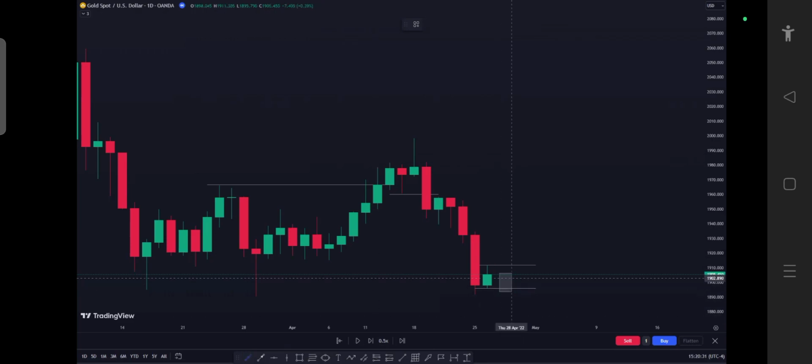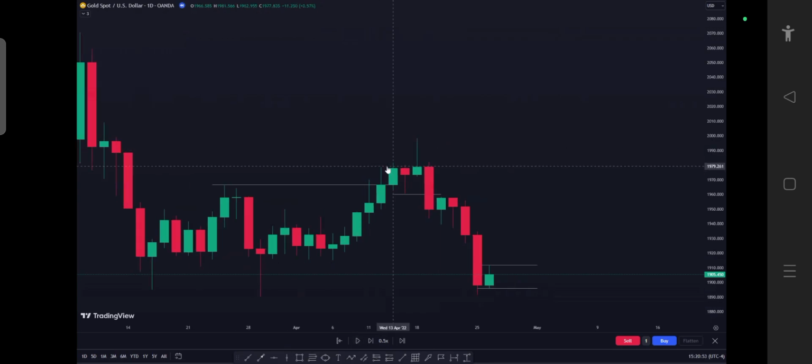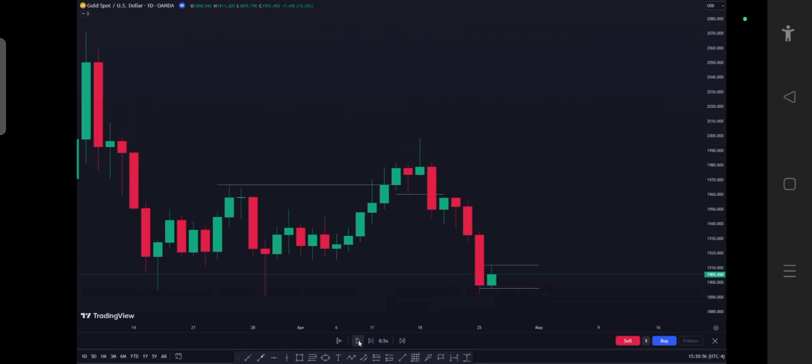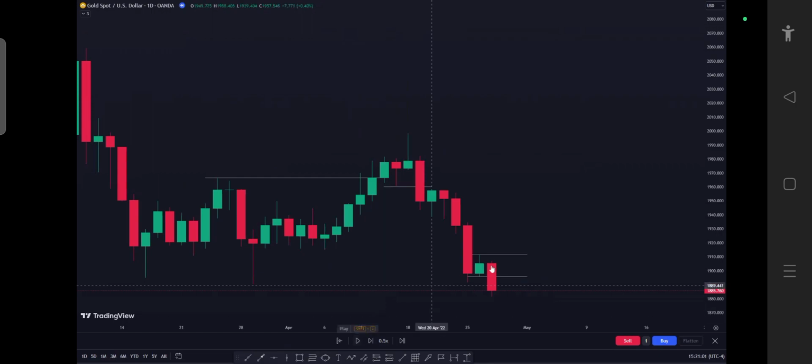a Judas swing for the upside, and then closes like this. So now let's see if price does that or not. What's happening? See what happened? Price opened, traded below, and took out the sell side liquidity. So this is how you will read the daily bias.